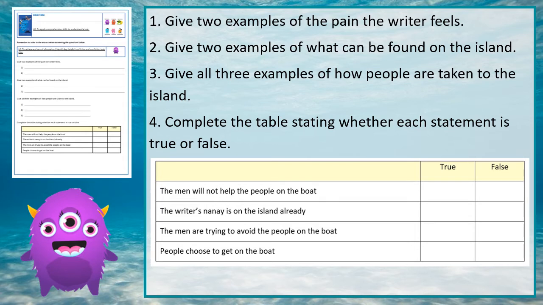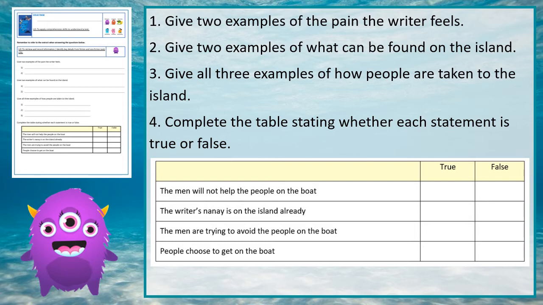So, for example, you will type, the men will not help the people on the boat, and then you'll write the word true or write the word false. You might want to find an easier way of doing it, where you just write 1 true or 1 false, and 1 would link to the men will not help the people on the boat.